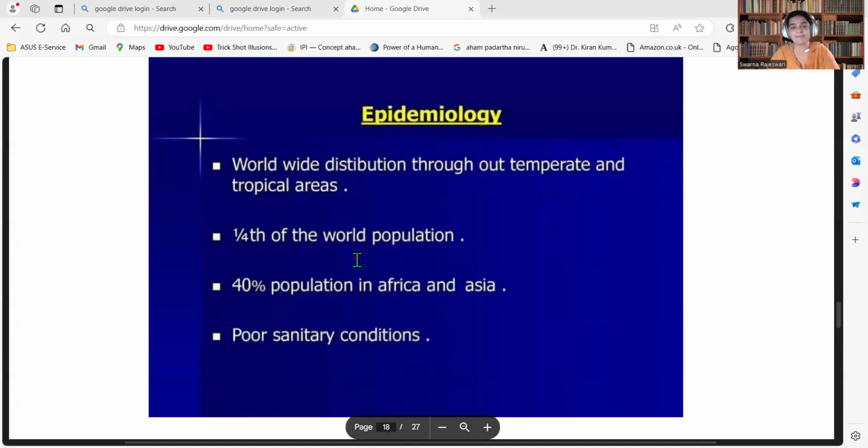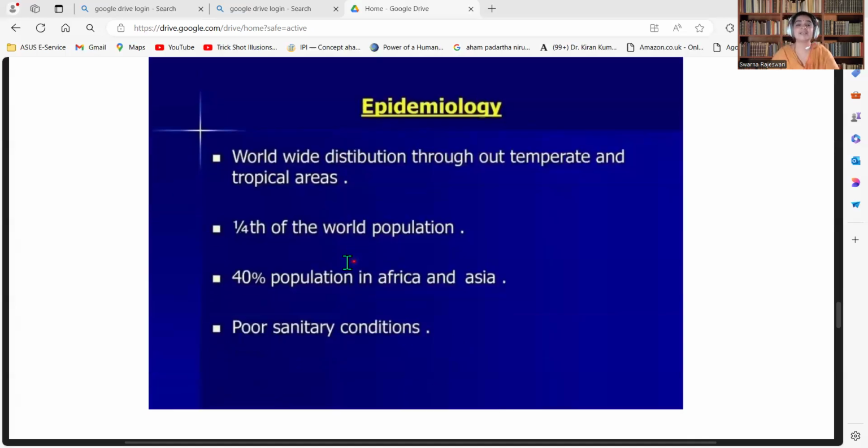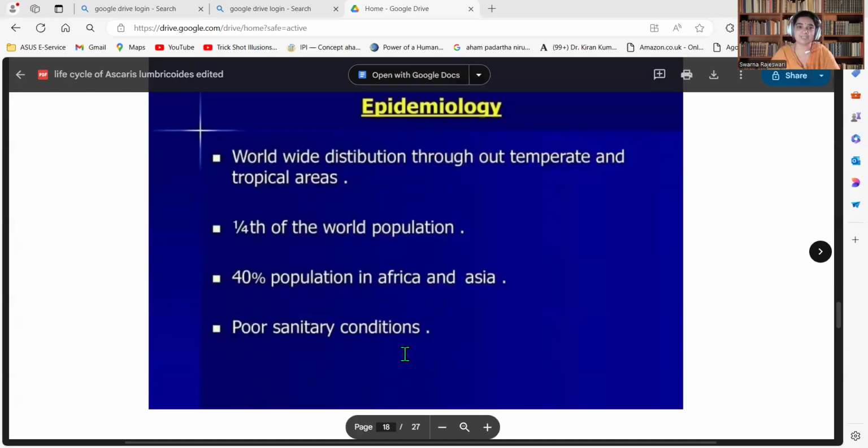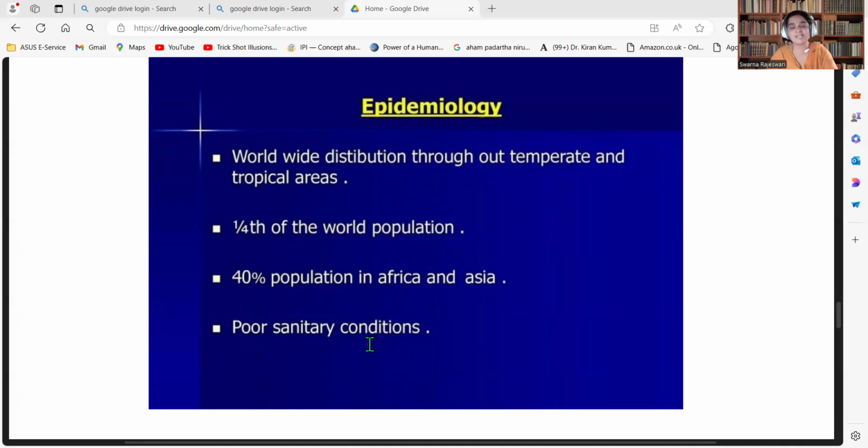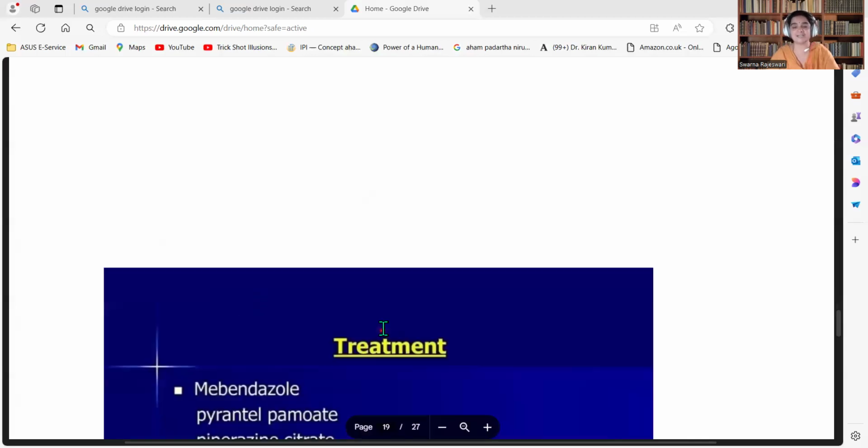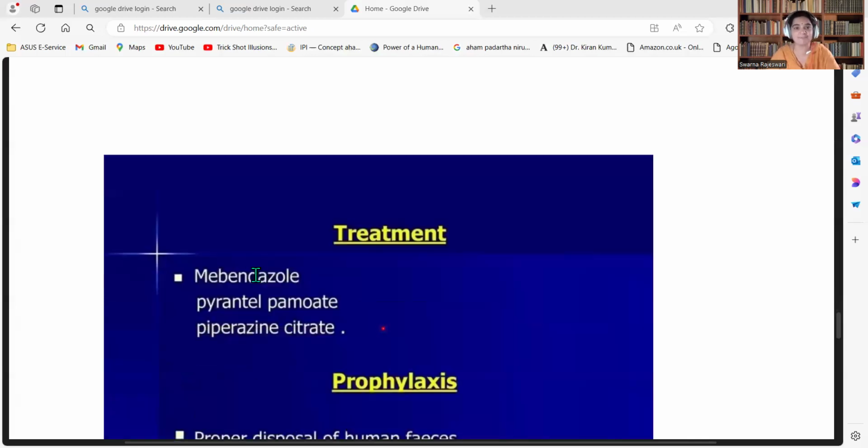So when we see the epidemiology, where this Ascaris is present, it has a worldwide distribution. Okay. Mainly it will be infecting small children who will be playing with the mud, because these are the people who will be playing with the mud and will be taking the contaminated soil which contains these eggs. Okay, mainly the children are infected, which we call worm infection.